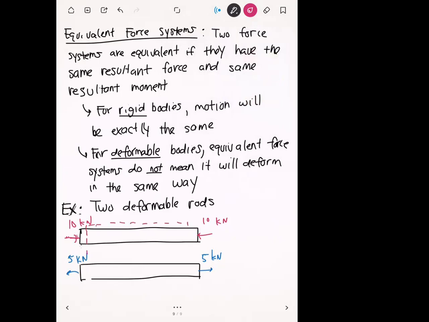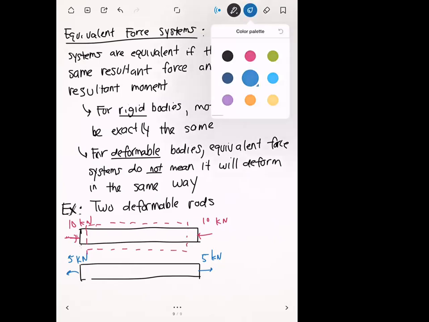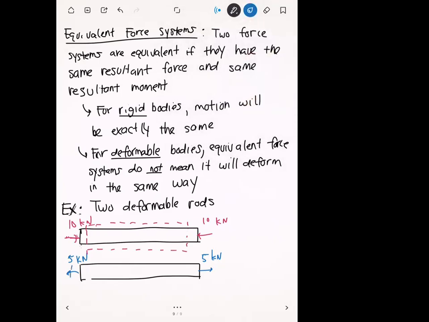If I draw a prediction of what it would look like, we know that it would deform in a way such that it'll get smaller. Meanwhile, the rod on the bottom, because we're stretching it with tensile forces, we know that this rod's going to get longer.